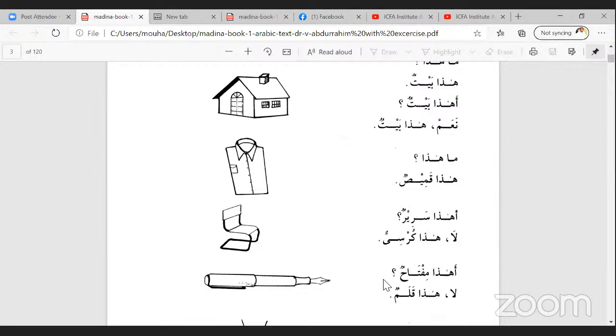Then you see something like this, you think it's a key. You say, ahadha miftahun? Is this a key? Then your friend says, la, no. Hadha qalamun. This is a pen.